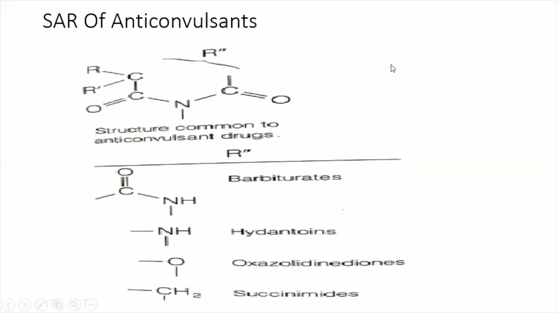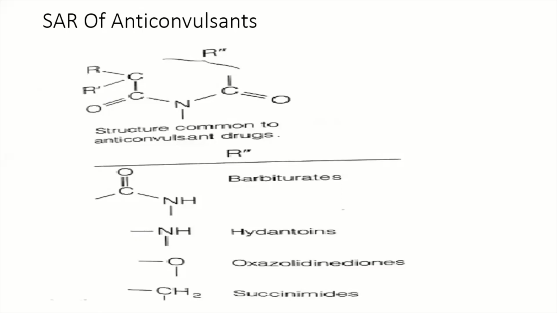So you can see here SAR of anticonvulsants. This is the general structure of the anticonvulsant drugs. In this R double dash position, based upon the substitution in this particular position, you get the different derivatives. For example, in barbiturates, when you substitute this R double dash portion with this amide group, then you get the barbiturate derivatives.